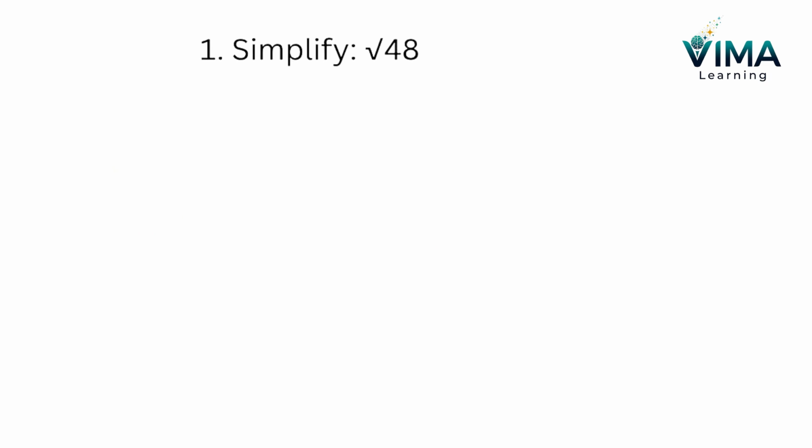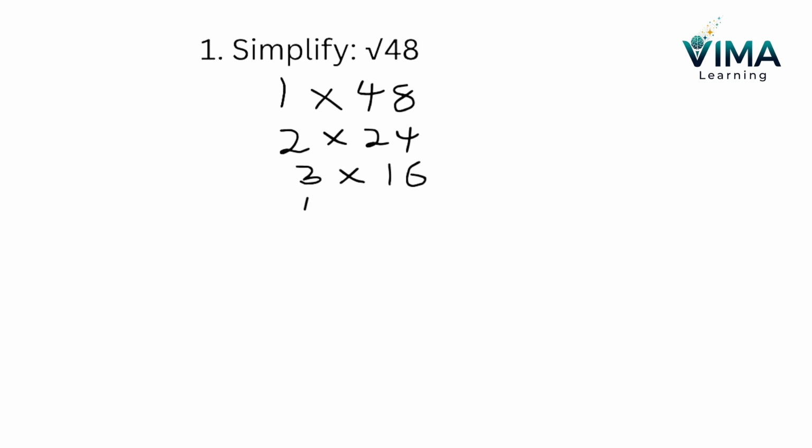Simplify the square root of 48. Now the first thing to do is to try to express the number in the root as a product of its factors, and then you select the one that has the highest perfect square factor. So if we express 48 as a product of its factors in pairs, we would have 1 times 48, 2 times 24, 3 times 16, then we have 4 times 12.